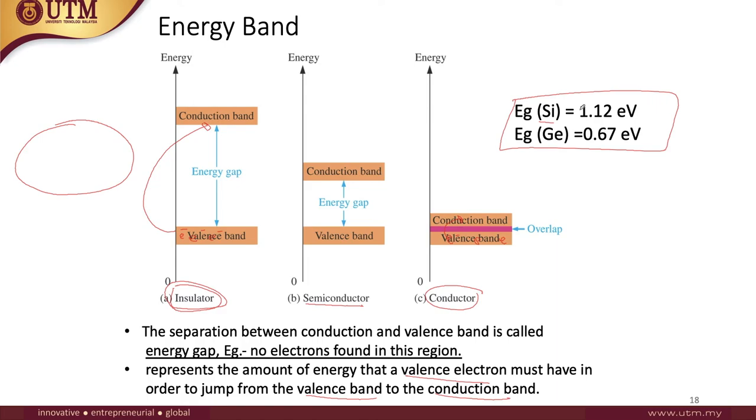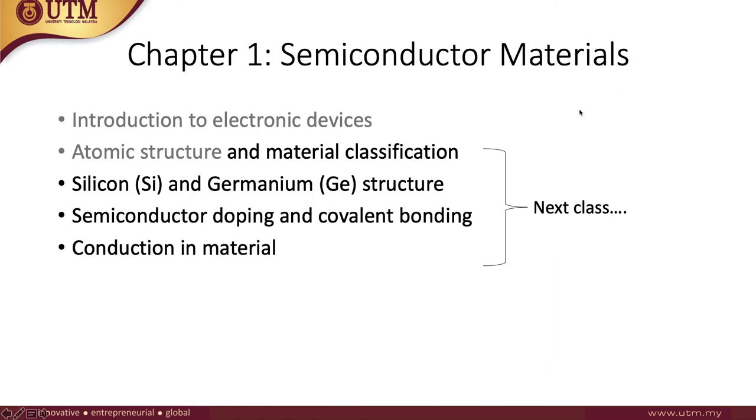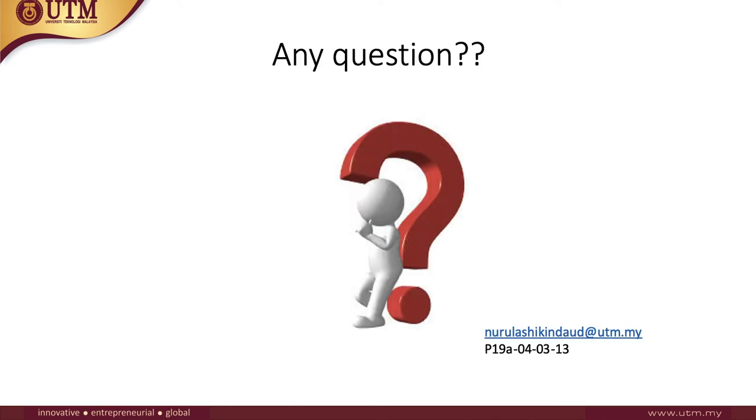In the next class, we're going to look more into the details about material classification, silicon and germanium structure, semiconductor doping and covalent bonding, and conduction in materials. If you have any questions related to this chapter, you can always email me or message me. Thank you.